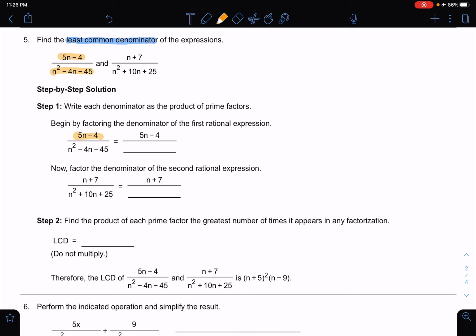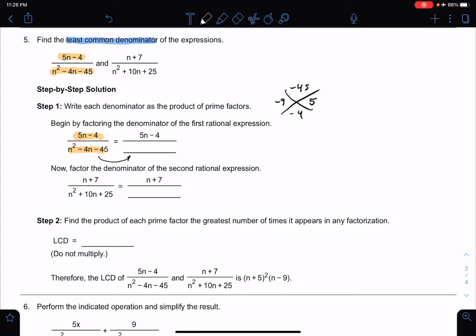We're copying this down right here and writing it there. And now what we're tasked to do is to factor that denominator. So essentially, what we're doing here is we're asking what multiplies to negative 45 and will add to negative 4? What multiplies to negative 45 and adds to negative 4? And I'm saying, how about negative 9 times 5 gives me negative 45 and adds to negative 4.